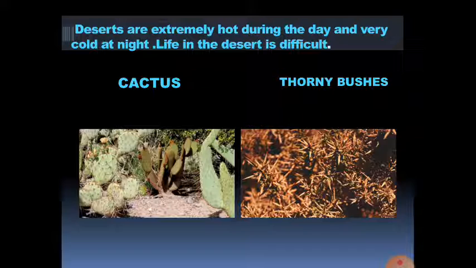See the vegetation we find in the desert. Cactus. Have you seen the cactus? It is a plant with thorns on it. And the second one is thorny bushes. Thorn means kaante. Kaante wali jhadi.